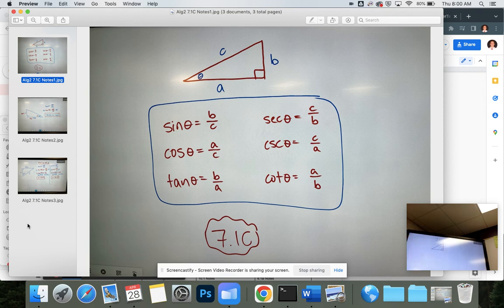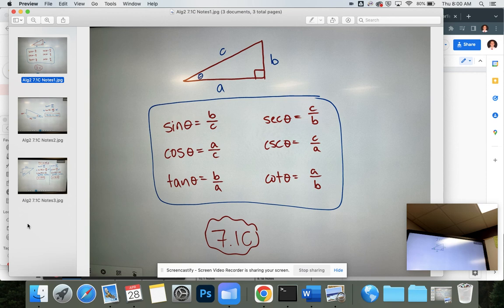So we have just this basic triangle, and we're going to be talking about this angle right here, down in the bottom left corner. That's going to be our theta. If we're talking about A, B, and C for the Pythagorean Theorem, here we have A, B, and C. Those would be our side names.